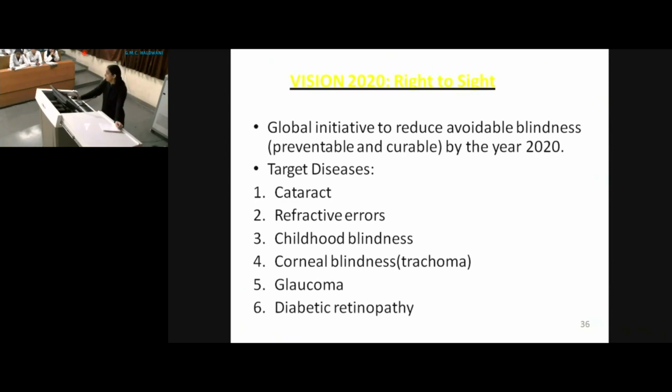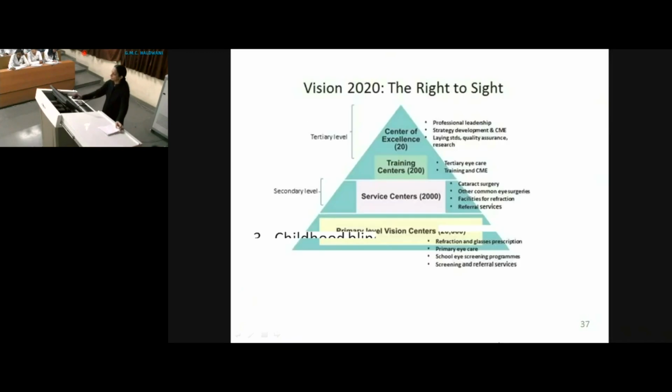This is also important. Vision 2020. Short notes on Vision 2020 are frequently asked. Right to sight. This is a global initiative to reduce avoidable blindness. Avoidable means preventable and curable by the year 2020. Target diseases are cataract, refractive error, childhood blindness, corneal blindness, glaucoma, diabetic retinopathy.